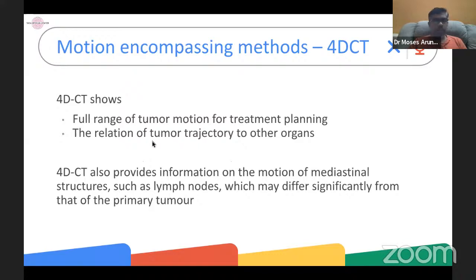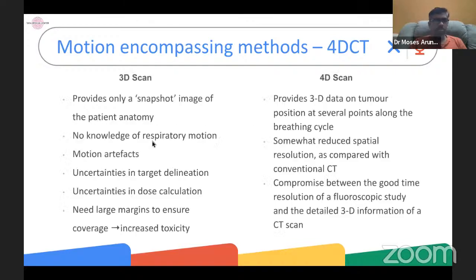So the information that you get from a 4D CT is the full range of the tumor motion for treatment planning, and also the relative positions of the tumor and the other organs which are nearby in the thoracic cavity as well.